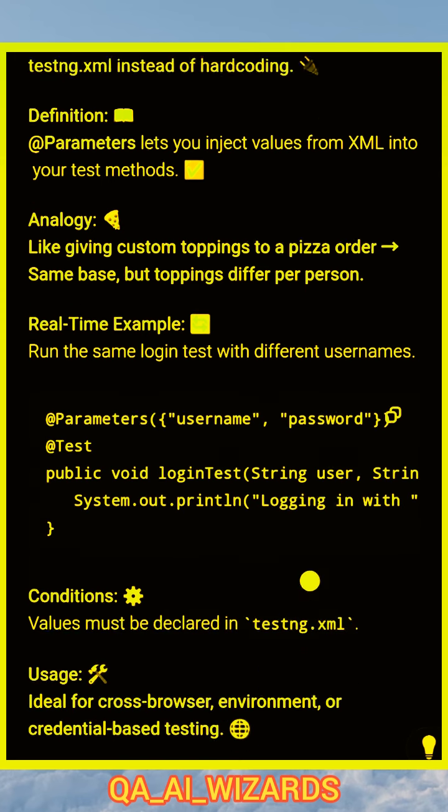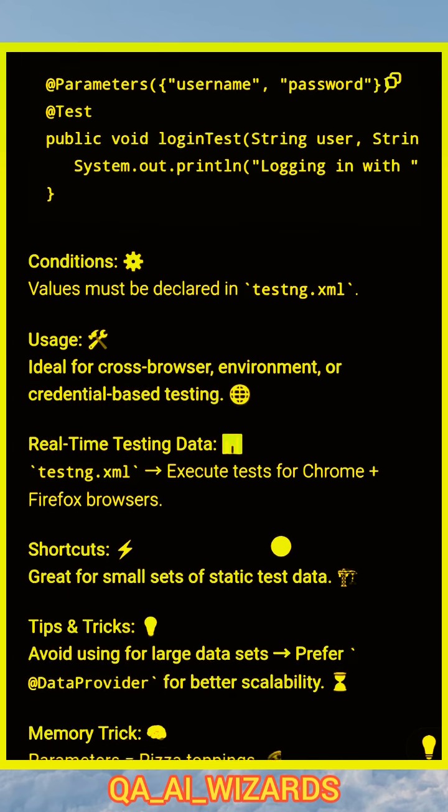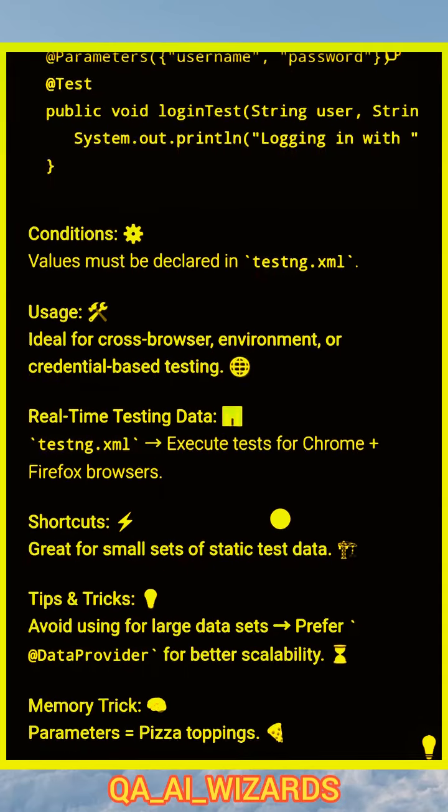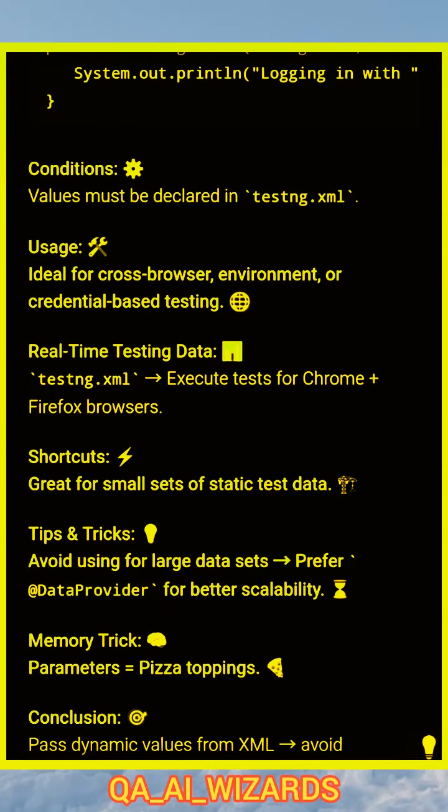The condition is that values must be declared inside the testng.xml file. Usage: ideal for cross-browser, environment, or credential-based testing. In a real-time testing example, the testng.xml file executes the test on Chrome and Firefox browsers, like parallel testing. The shortcut: it's great for small sets of static test data.